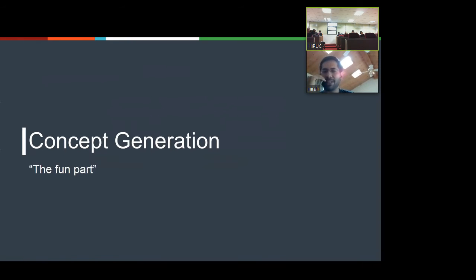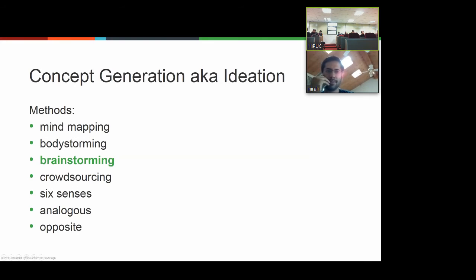And concept generation is oftentimes called the fun part of this process. Need research, need statements is the hard part. But concept generation is the fun part. So concept generation is basically what we call ideation. That's basically generating ideas. And there are many methods that can do this, and we've just listed some here. But the most common one that we usually talk about is called brainstorming.